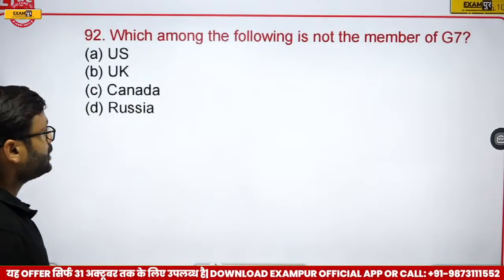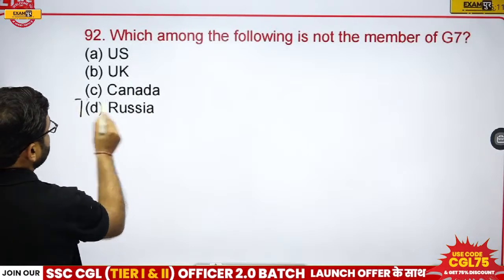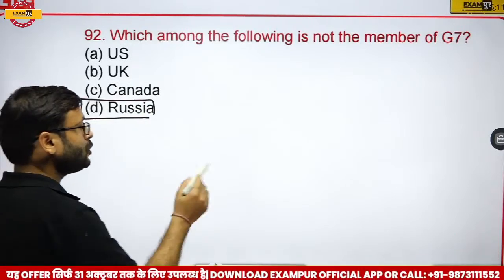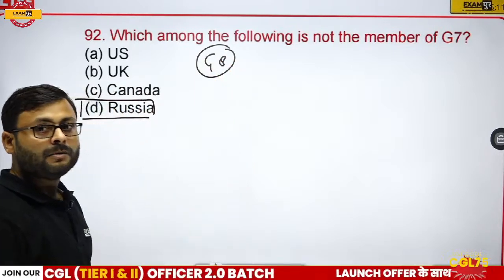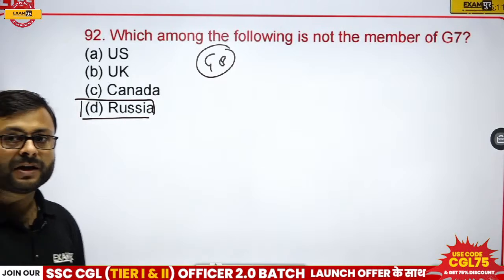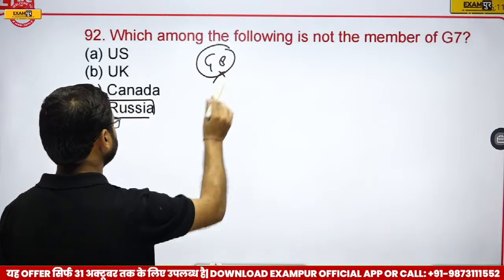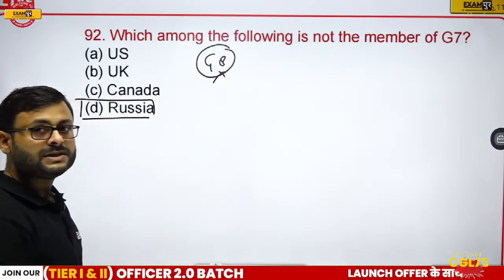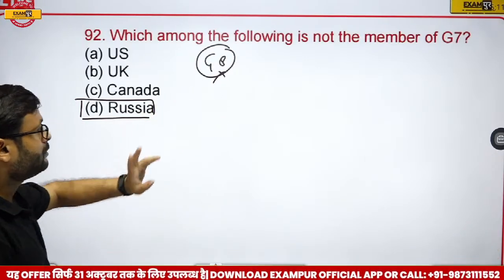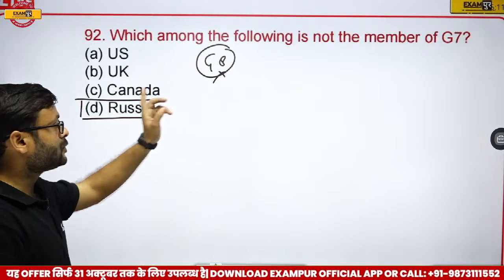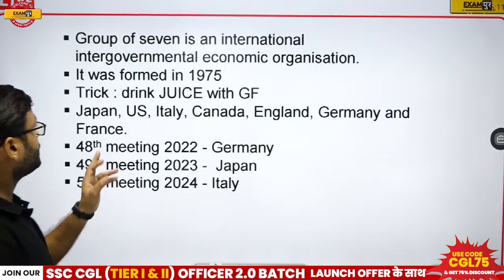When we talk about the G7 nations, Russia is not a member of G7. Earlier the group was named G8, but after the attack of Russia on Crimea, the G7 nations barred Russia from G8, and now the group is named G7. In the G8, Russia was a part, but in the G7 it is not.